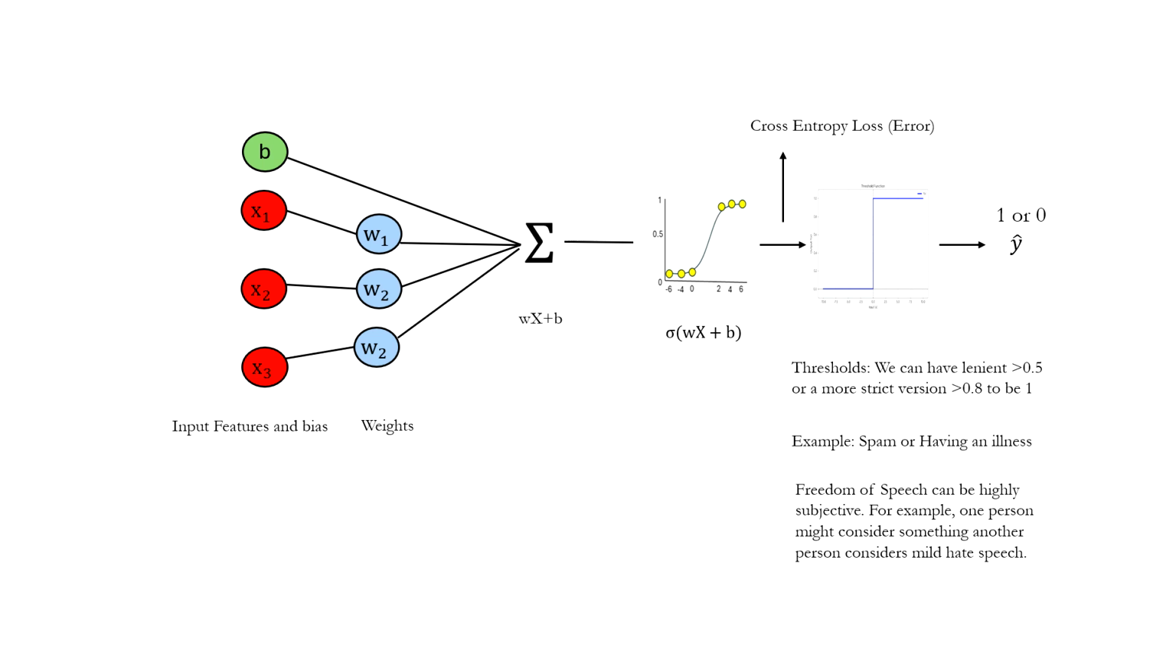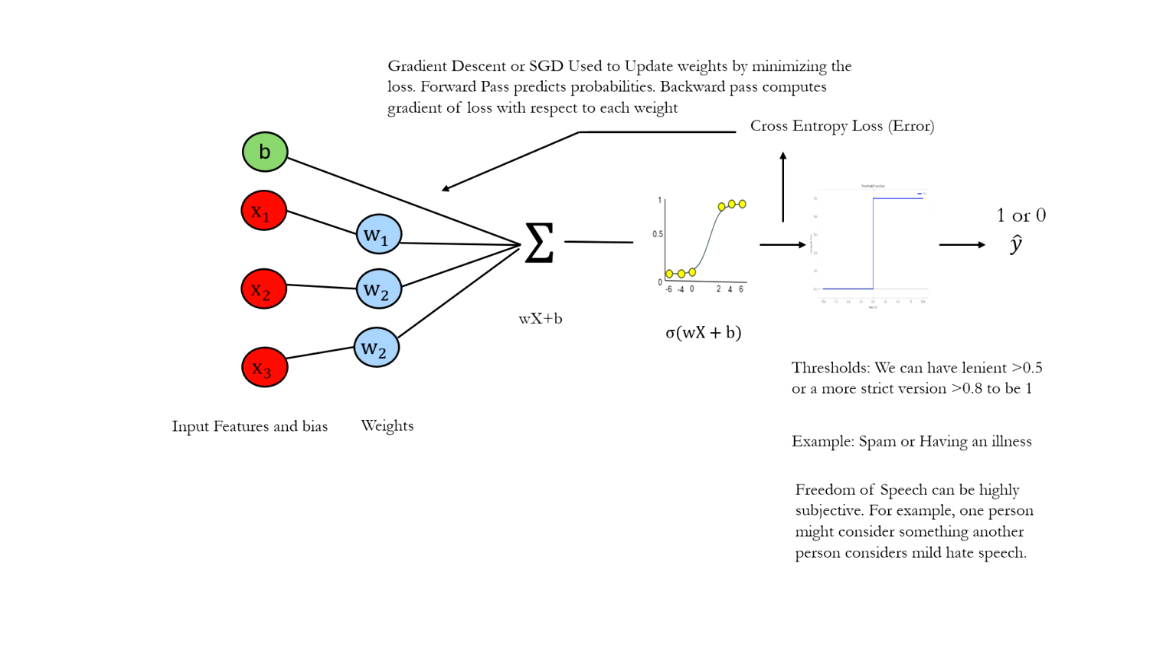Now, finally, we could use the cross entropy loss and gradient descent, or SGD, to update weights by minimizing the cross entropy loss, right? The forward pass predicts probabilities, and the backward pass computes the gradient of the loss with respect to each weight. So this is how our weights ultimately get optimized and the loss is minimized, right? The goal is always to minimize the loss.